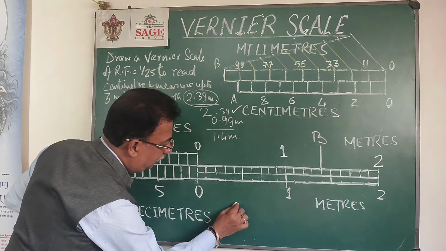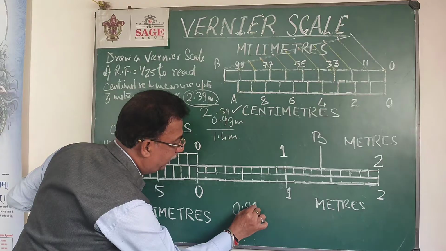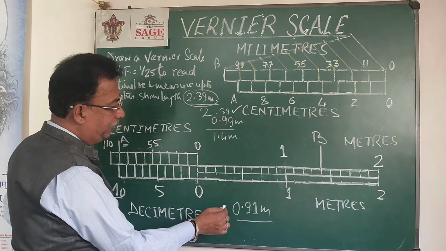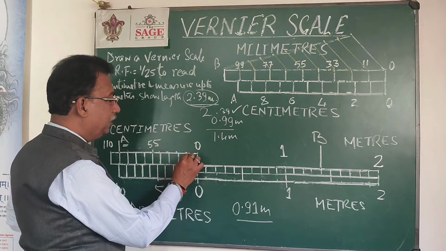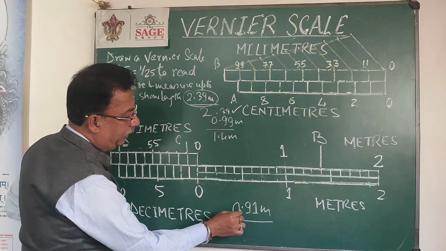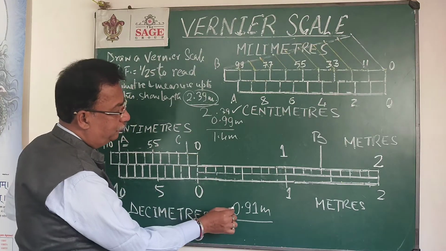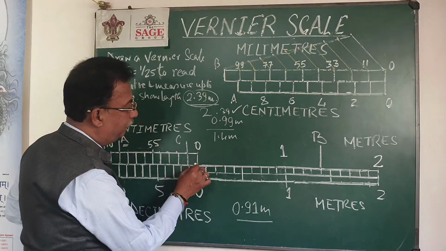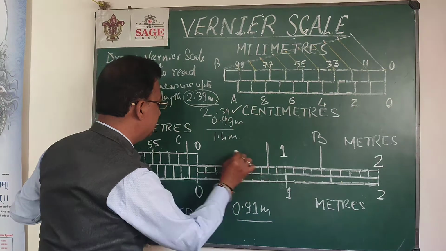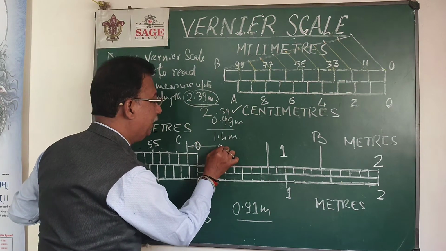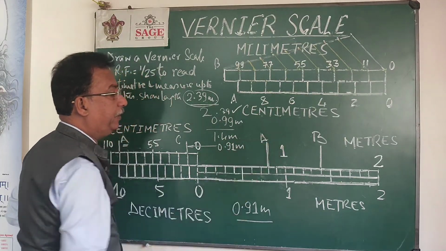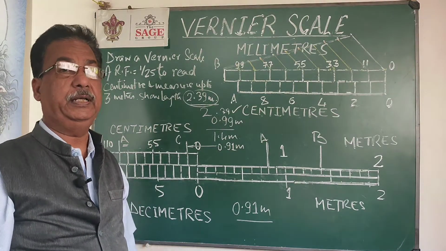Suppose I want to measure one more distance, suppose I want to measure 0.91 meter. Now 0.91 meter, the last digit will be 1 centimeter. So if I go for this first part, this will be 11. So if I name it C, this will be 11. 11 means 0.11 meter. So if I subtract 0.11 from 0.91, that will be 0.8. So 1, 2, 3, 4, 5, 6, 7 and 8. So now the distance between these two lines will be 0.91 meter. So this is the way to measure distances from the vernier scale.